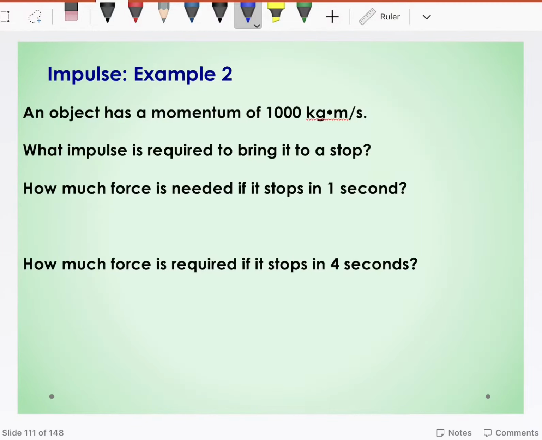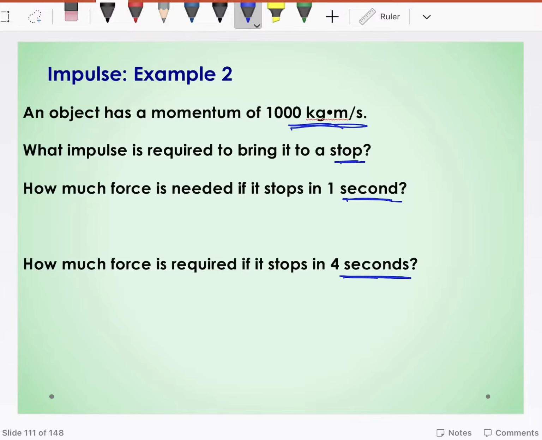All right, another example. An object has a momentum of 1,000 kilograms meters per second. What impulse is required to bring it to a stop? How much force is needed if it stops in 1 second, and how much force is required if it stops in 4 seconds?